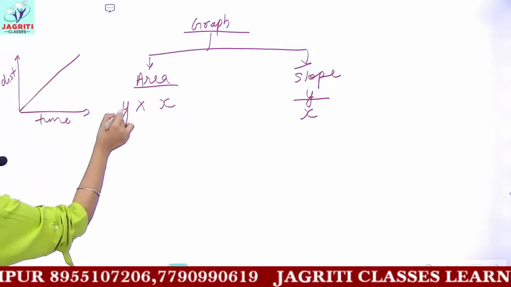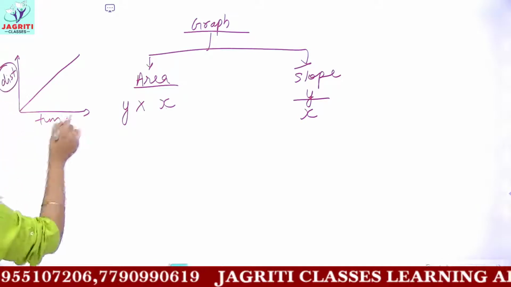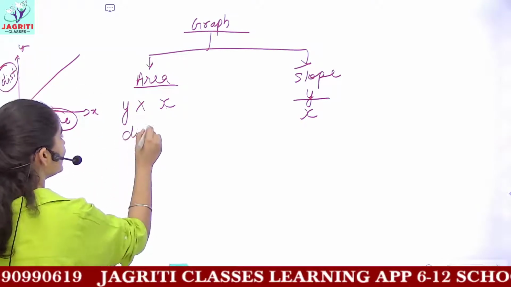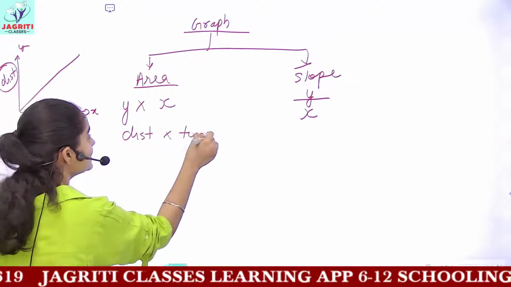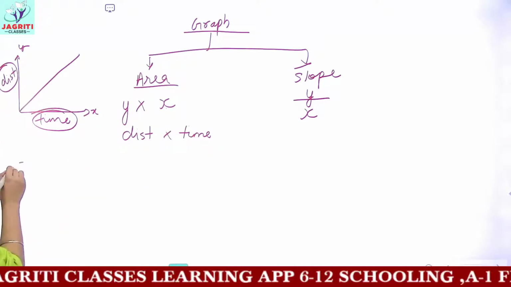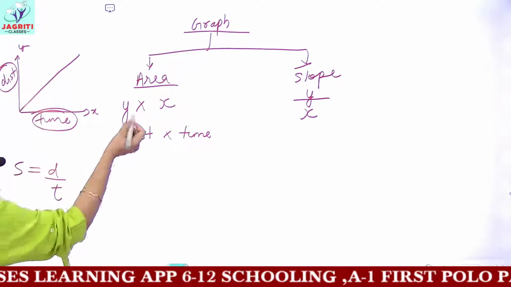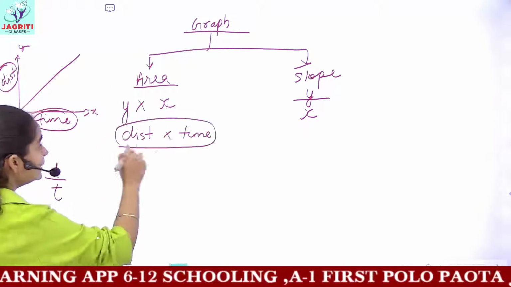Area would be y into x. Y is distance and x is time. So if you find the area of this graph, you would get distance into time. And if you look at the formula of speed, speed is distance upon time. So area would give you distance into time.